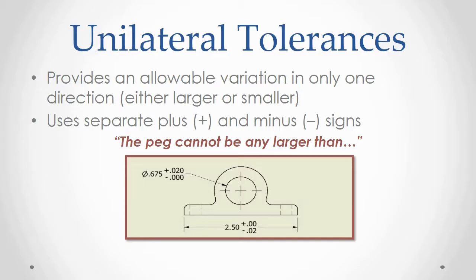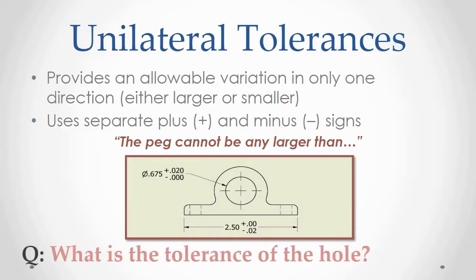A unilateral tolerance uses a plus and a minus sign to communicate whether the dimension is allowed to vary up or down. What is the tolerance of the hole in the picture? If you said 0.02 inches, you're correct. The base dimension is 0.675, but is allowed to be as much as 0.02 inches larger. However, any dimension smaller than 0.675 would be unacceptable.